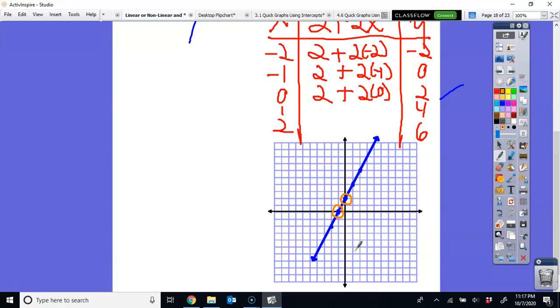So the table of values is really important. Please don't forget how to make a table of values. You've probably done that numerous times before, but in particular for linear equations, look for that pattern. When we get into quadratics and exponential functions, we're still going to be making tables of values, so it's a very important skill. But there's also a couple of quick ways to graph.